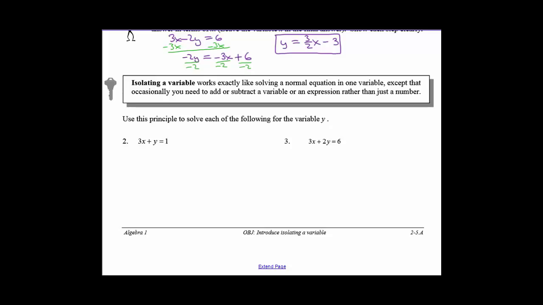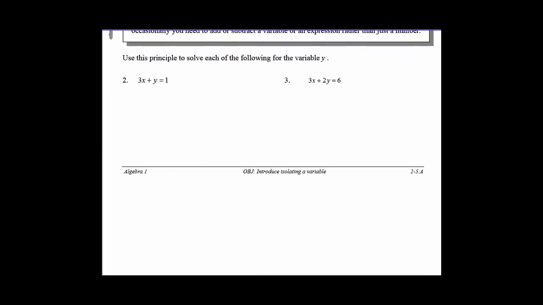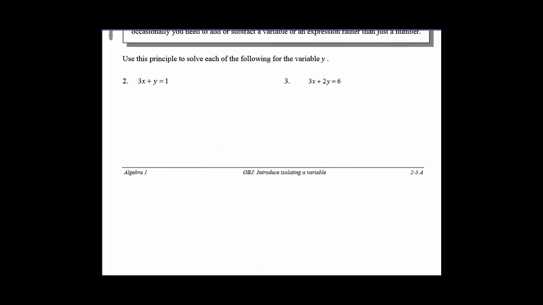So now we're going to use this principle to solve these next two examples. Let's do these next two together, and then I'll let you try the rest of this activity on your own. So 3x plus y equals 1. If we're isolating y, the only thing we have to get rid of is this 3x. So it makes sense to me if we just subtract the 3x, it will be gone. So on the left side we'll have only y, and on the right side we can either write 1 minus 3x, or the preferred way to write it would be negative 3x plus 1. That is completely solved. It says y equals. We isolated the variable y.